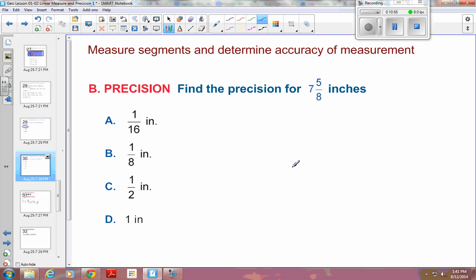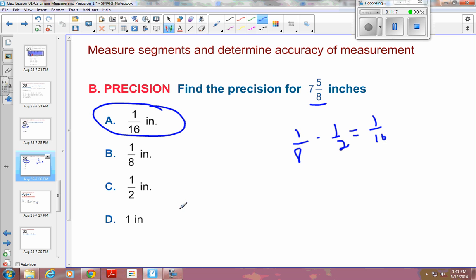How about this one? What do you think? Take a moment, see if you can get the right answer for it. Okay, hopefully you saw that this was eighths. So 1/8 times 1/2 would be equal to 16ths. So your precision is in 16ths, so your precision is to the closest 16th inch.